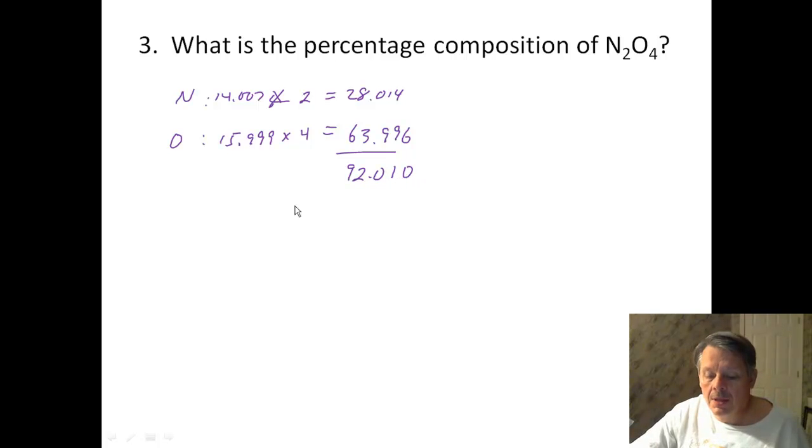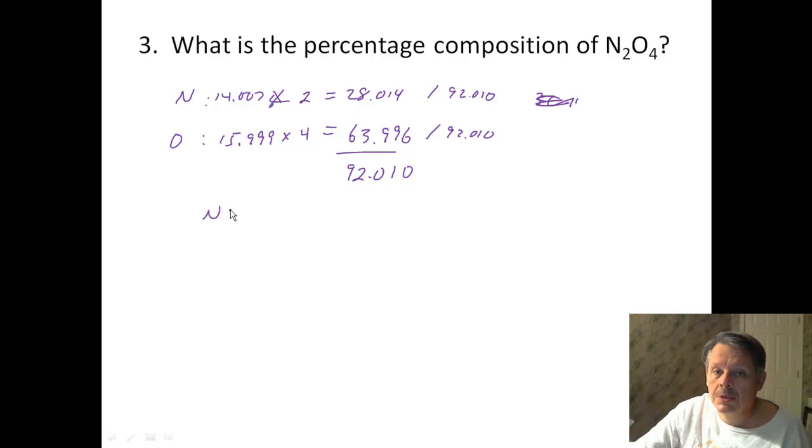Then I have to take each one of these and divide each one of them by 92.010, multiply by 100, and it's going to give me 30.4. Go down here. Nitrogen is 30.447%, and oxygen is 69.553%.